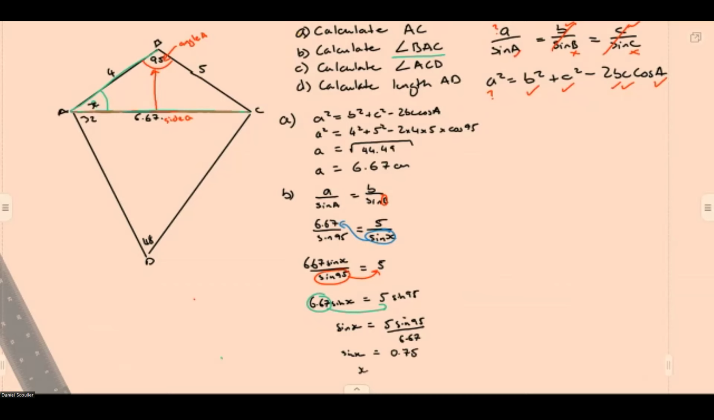So my x, when I bring the sine over, will be sin to the -1 of 0.75. That gives that angle as 48.3. That's in degrees.